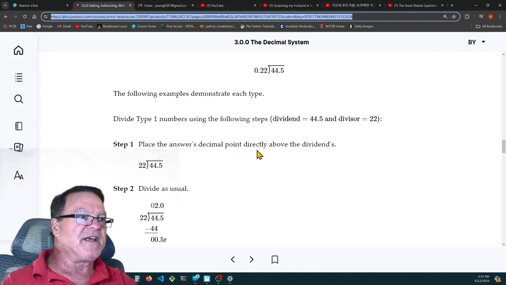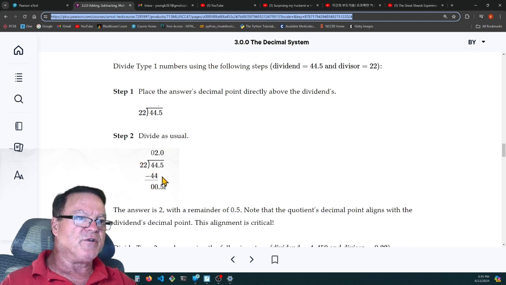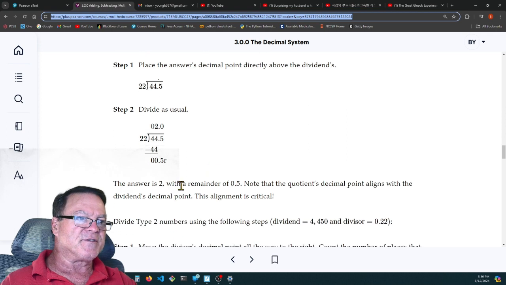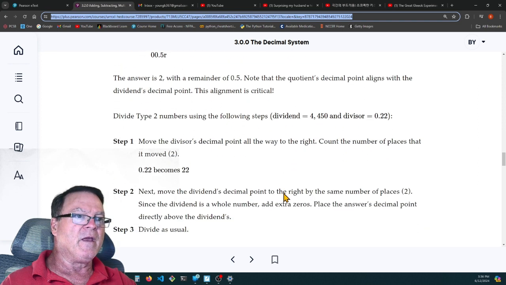Step 1, place the answer's decimal point directly above the dividend's. So if you have 22 going into 44.5, the decimal point goes directly above the decimal point above the division bar. And then divide as usual. 22 goes into 44 twice, makes 44. You have a remainder of 0.5. The answer is 2 with a remainder of 0.5. Note that the quotient's decimal point aligns with the dividend's decimal point. This alignment is critical.